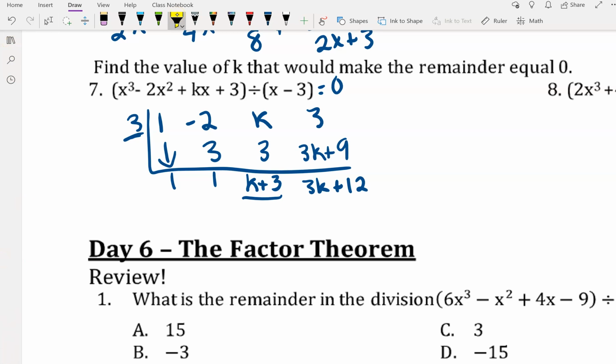And then I look at what the problem said. It says, what would make the remainder equal to 0? Well, this part is the remainder. So I'm going to see what k would have to be in order for the remainder to be 0. So subtract 12 from both sides, we get 3k equals -12. Divide by 3, k equals -4.